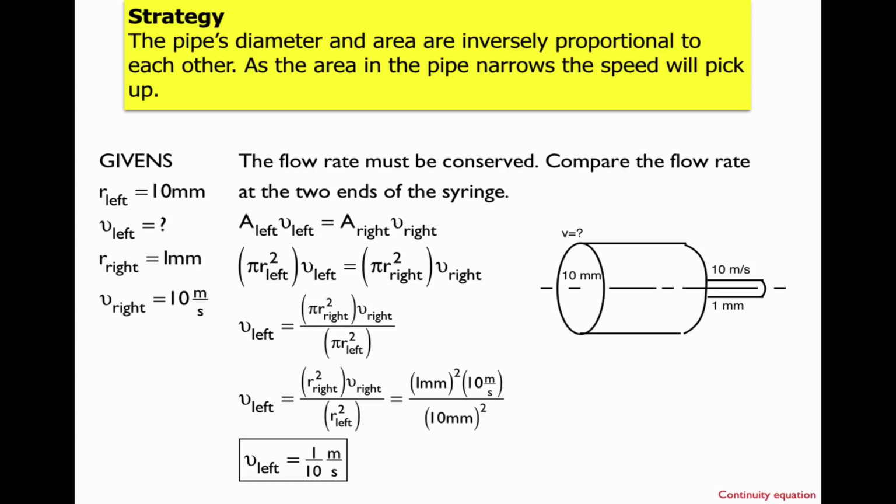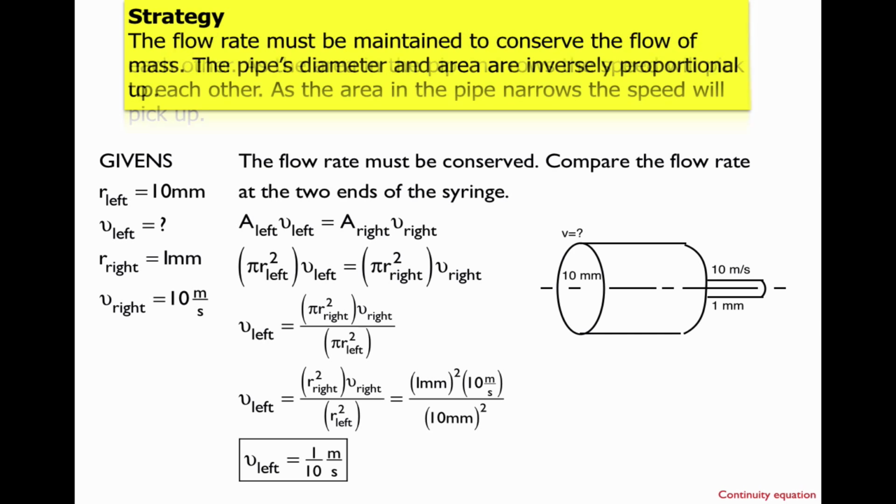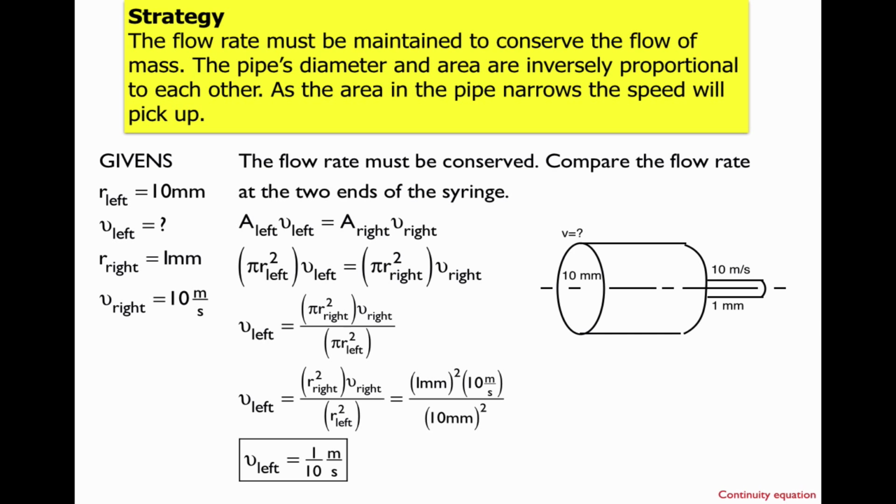So that's great because I'm using the idea of proportionality and using that phrasing. So they're inversely proportional. One goes up, the other goes down. In fact, the next sentence, that's what it says. As the area in the pipe narrows, the speed will pick up. But that really doesn't describe where that came from. What concept or what principle am I using? And I'm using this. I know it's a continuity equation.